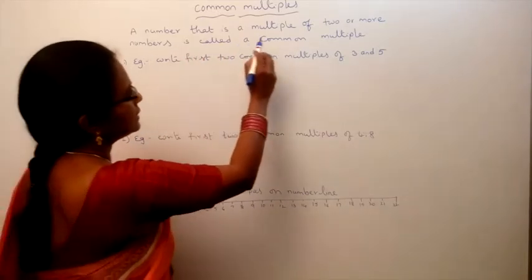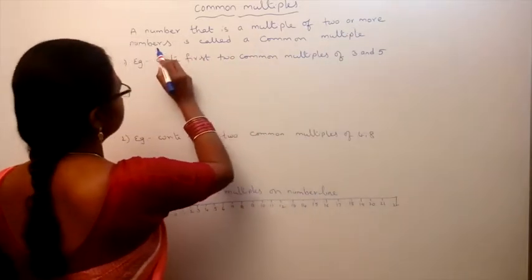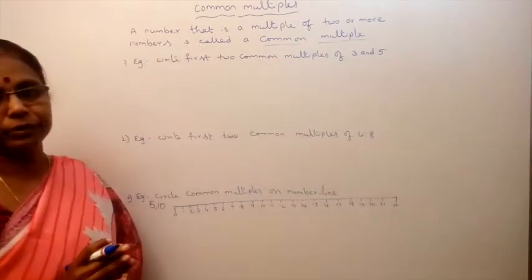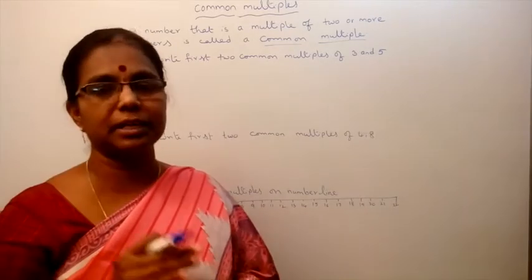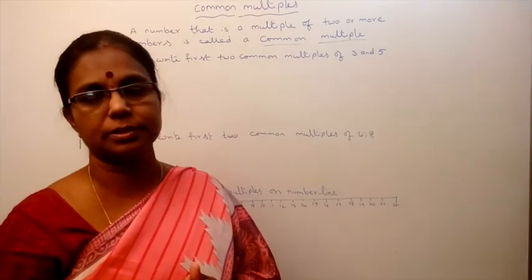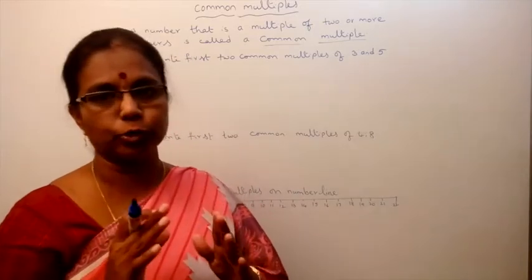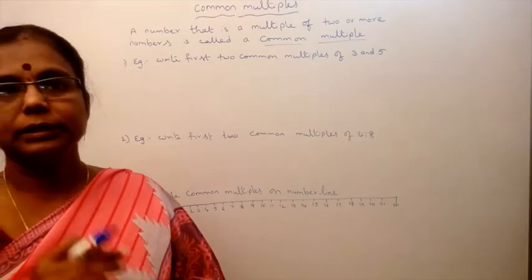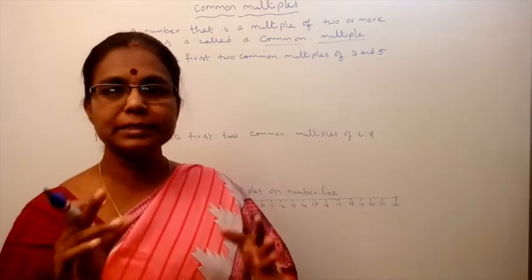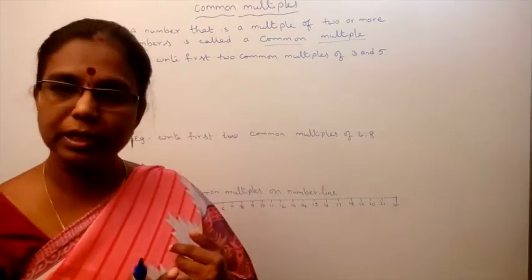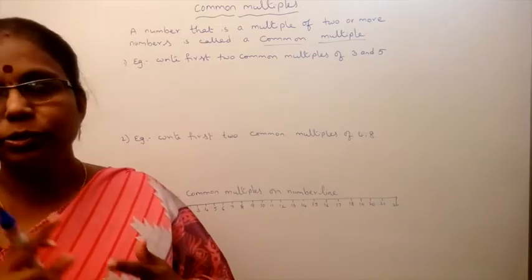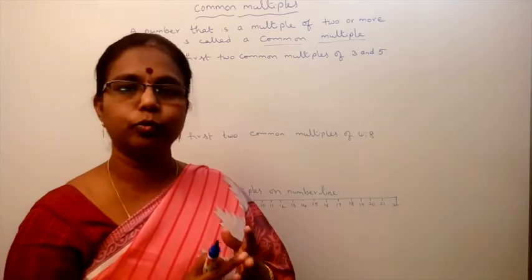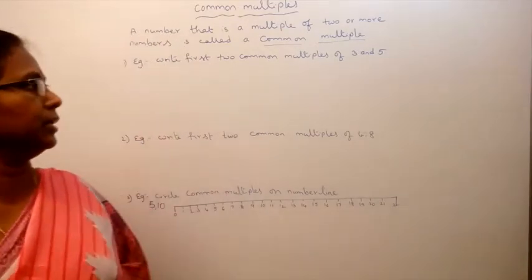A number that is a multiple of two or more numbers is called a common multiple. One number is a multiple of two or three numbers, two or more numbers. Suppose if you take 4, it is a multiple of 4 and 2 also. Suppose if you take 12, it is a multiple of 2, 3, 4, 6. Then 12 is a common multiple of 2, 3, 4, 6. Like that we have to write.